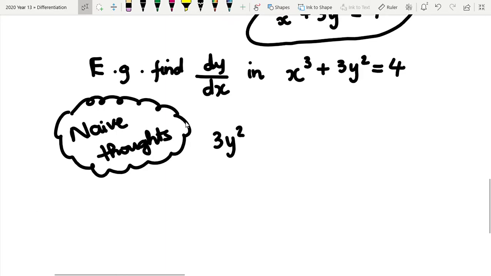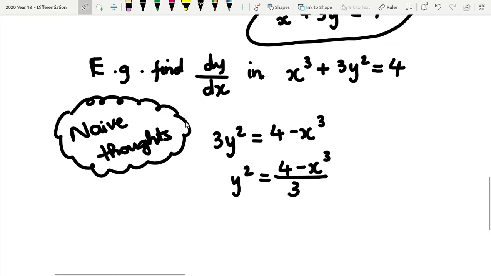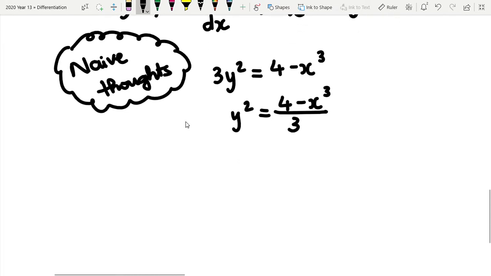Okay, so the naive thought is to make y the subject. So 3y squared equals 4 minus x cubed. y squared will be 4 minus x cubed over 3. Actually, I'm finding y, so I want to square root both sides. So I get plus and minus the square root of 4 minus x cubed over 3. So you can see the trouble already.